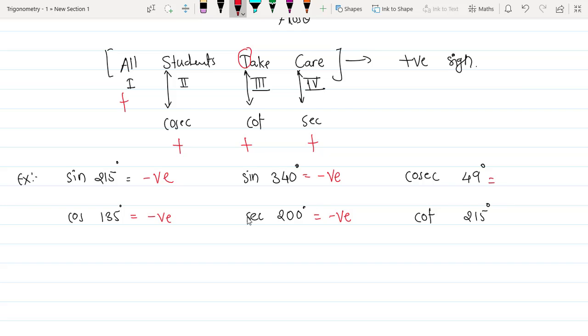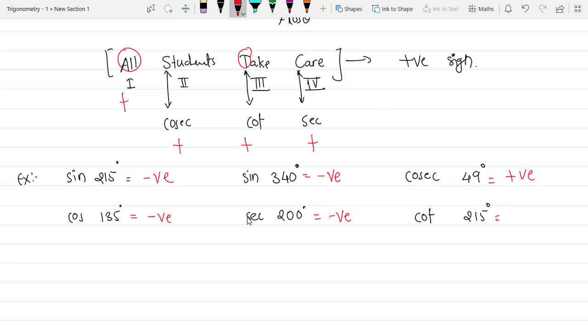Cosec of 49 degree. So 49 lies in which quadrant? First quadrant. In the first quadrant all are positive. So cosec, sec, whatever it is, it is going to be positive only. Positive sign. What about cot of 215? 215 lies in the third quadrant, and in the third quadrant we have cot negative.